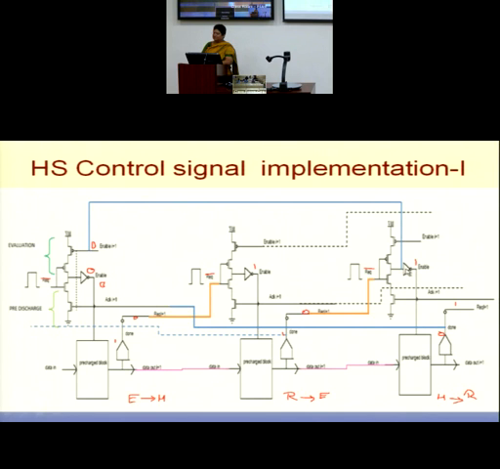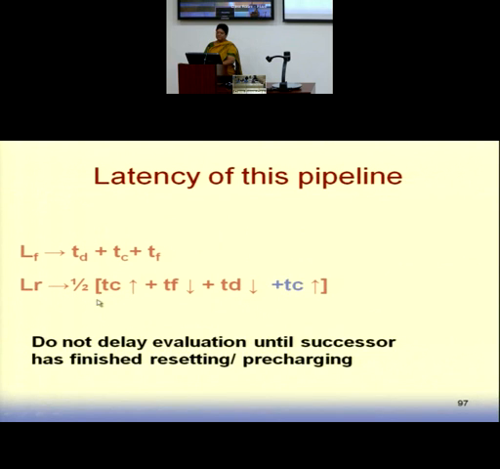We are assuming the inverter is a part of the Muller-C element. So my new expression for my reverse latency becomes only TC. No TF and TD. I am knocking them off. Okay? So can you see I am able to reduce my reverse latency.